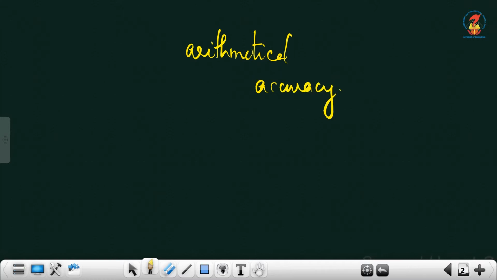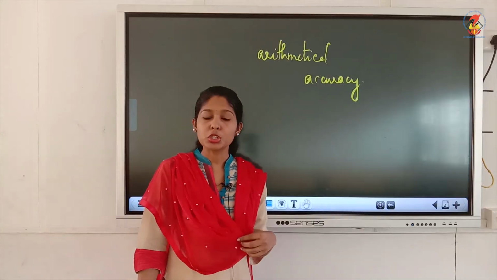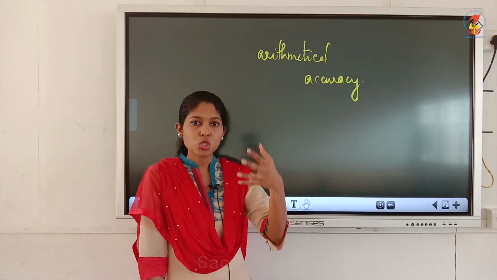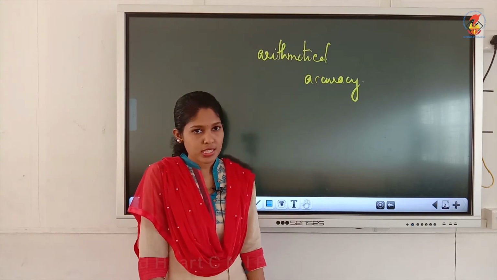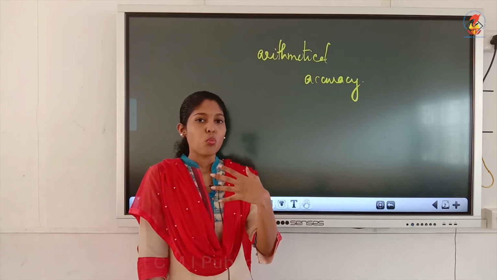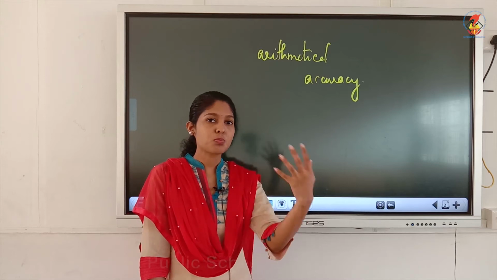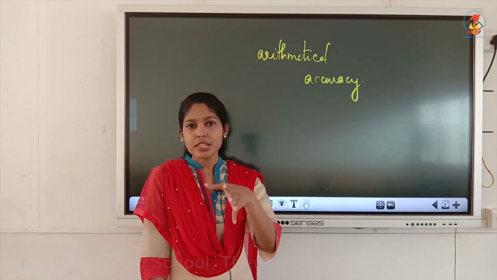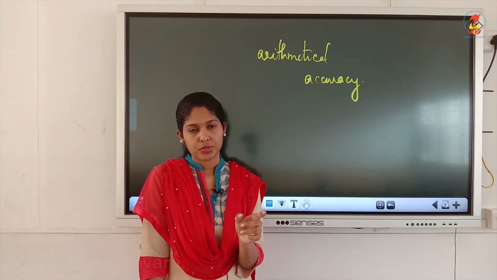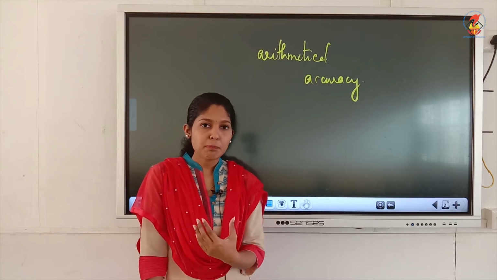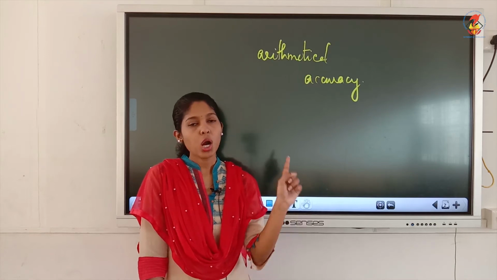What is arithmetical accuracy? Accuracy term is familiar to you, isn't it? Accuracy means to check whether it is correct or not. So arithmetical accuracy means to check whether the journal entries made in journal and the ledger accounts what we prepared are correct or not. To check this, we will be preparing the statement called trial balance.